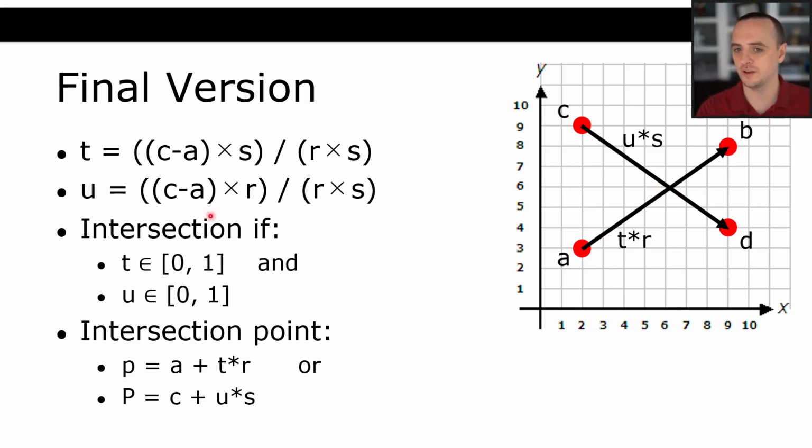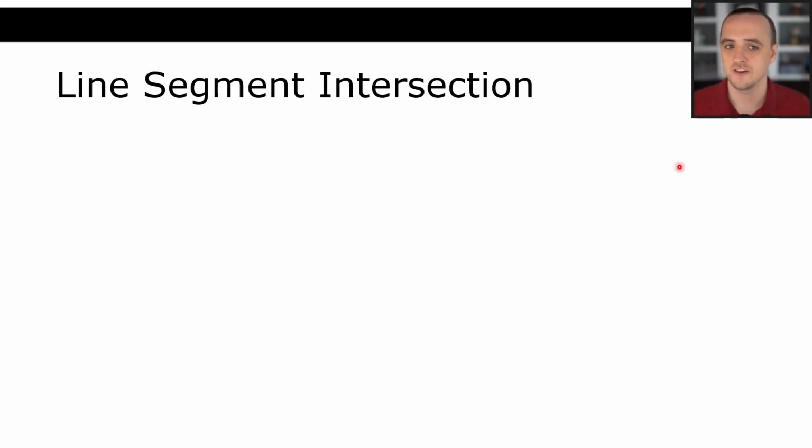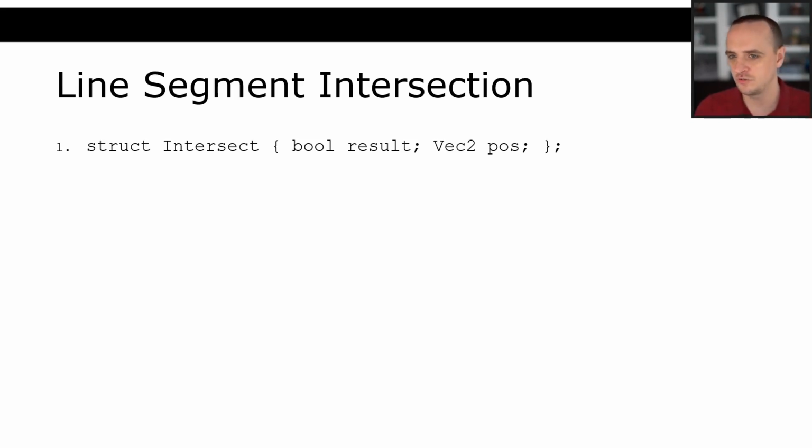So this is the whole thing. This is line segment intersection. You have a calculation, you have a little check here, and then you have the final calculation of the intersection point. So if you take that and you want to put it into code, which you're probably going to want to do for assignment 4, because you're going to have to do this, we're going to do the following.